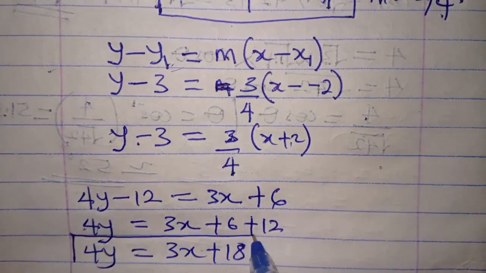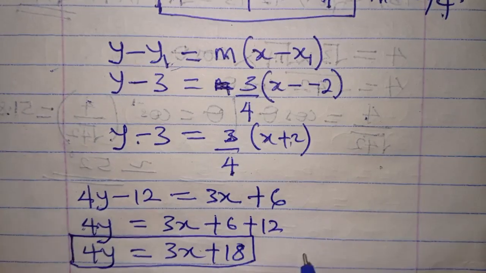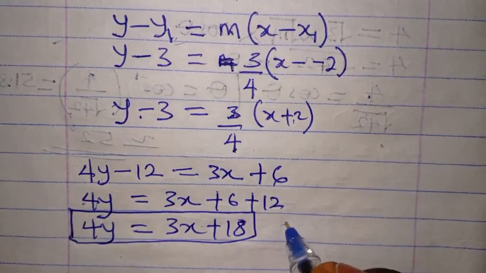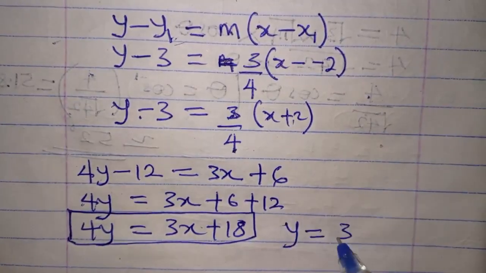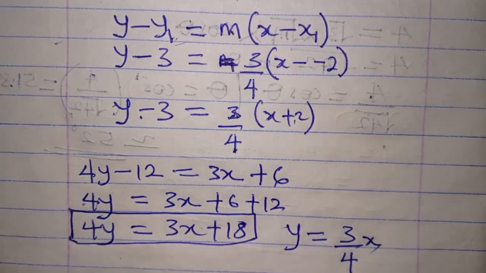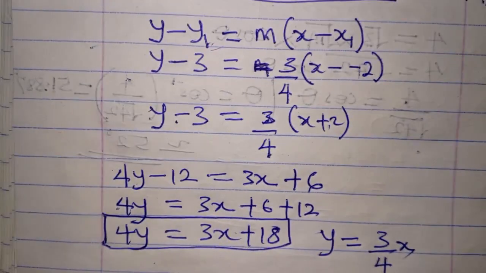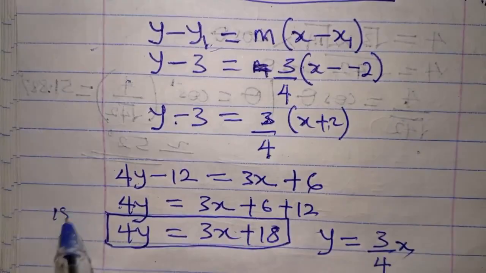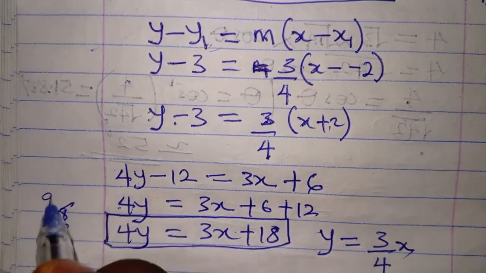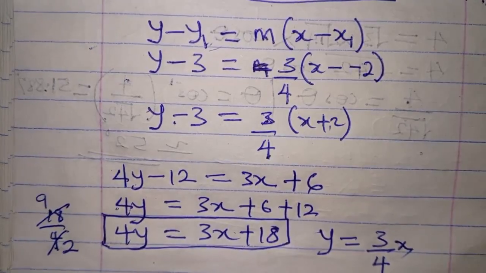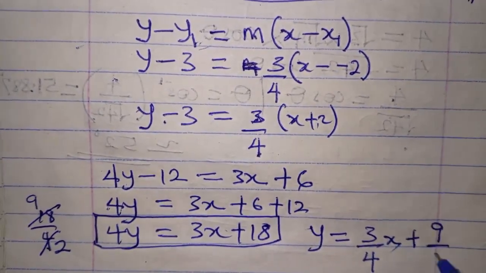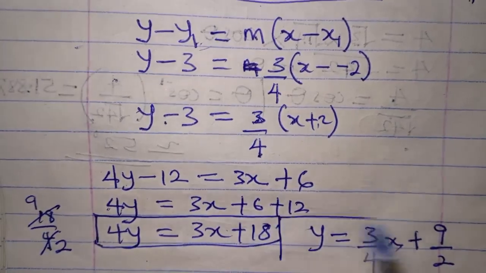We can choose to leave it this way, or if we divide both sides by 4, we have y equal to 3/4 of x, then plus 18/4. 18/4 is 9/2, since 2 divides into 18 nine times and into 4 twice. So y equals 3/4 x plus 9/2.